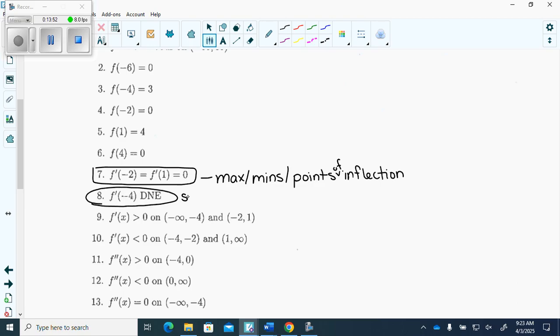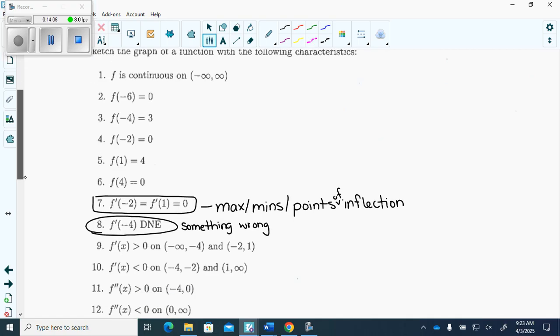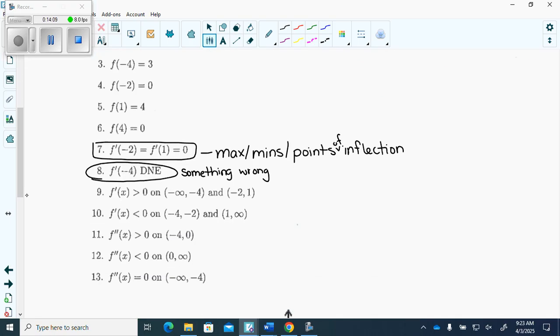Something wrong. What could that something be? It could be a point of discontinuity, could be an asymptote. Problem though is it says it's continuous. I'm a little sketched on that.